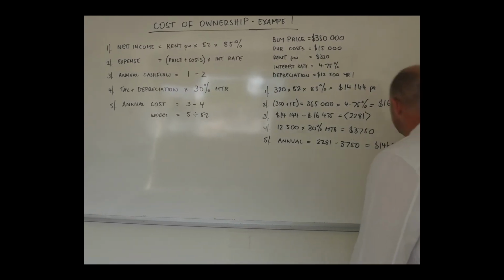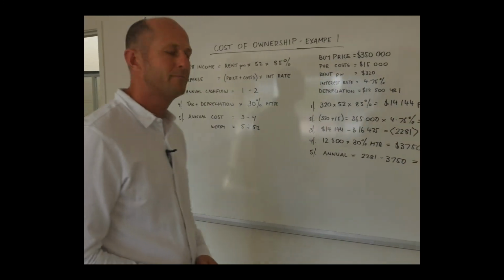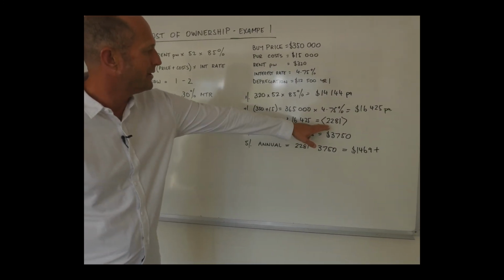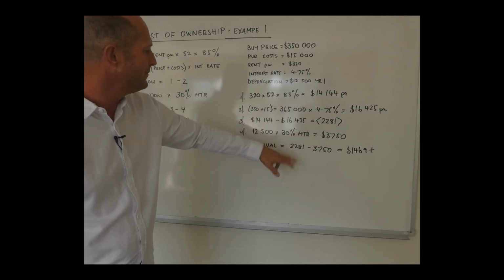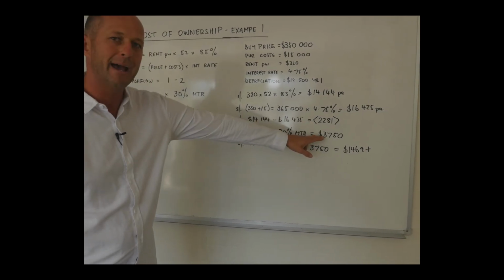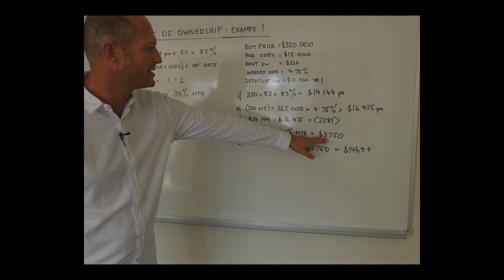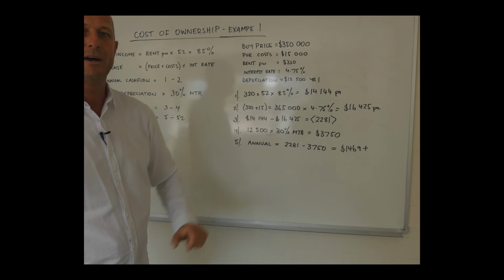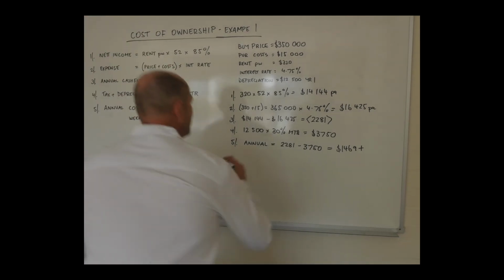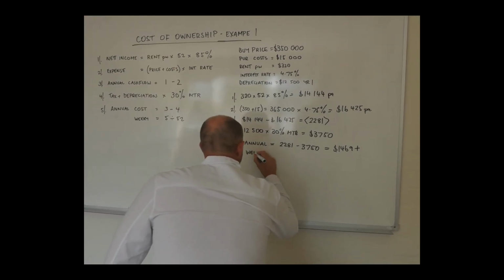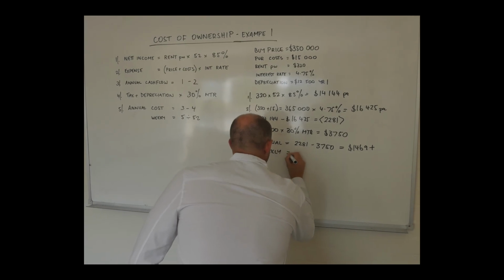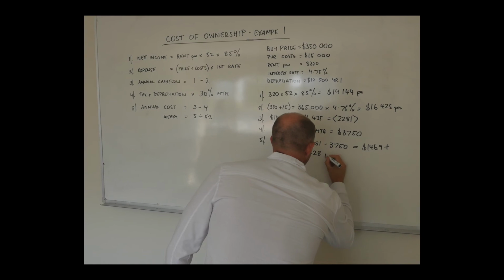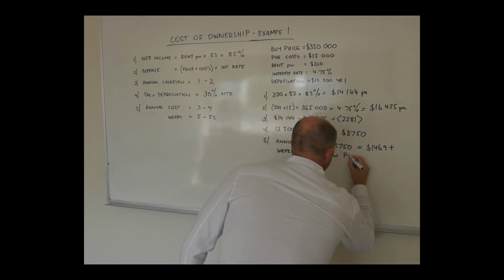$1,469 positive per year. So we're saying annually, we know that cash flow is short the $2,281, then the depreciation gives us back in our hand $3,750. So our end number for the year is $1,469. And then we'll break that down and go, what is that weekly then? And then we know, okay, that property for me is $28 per week positive.